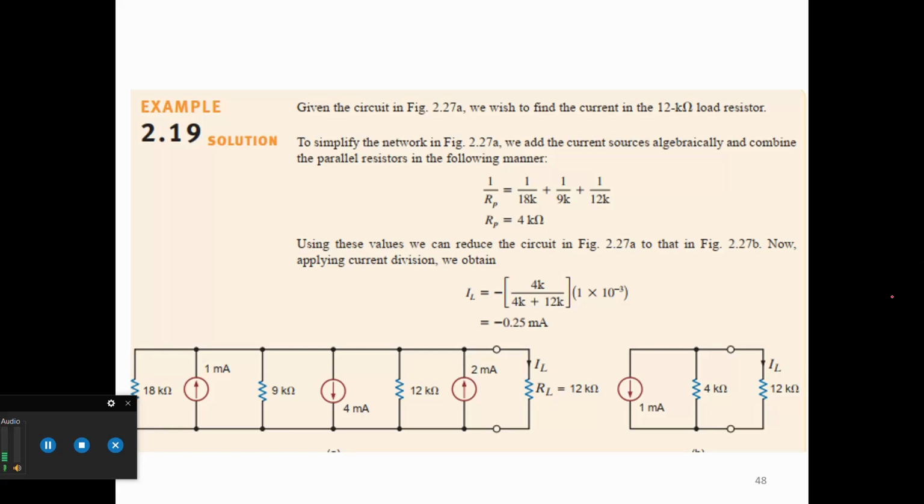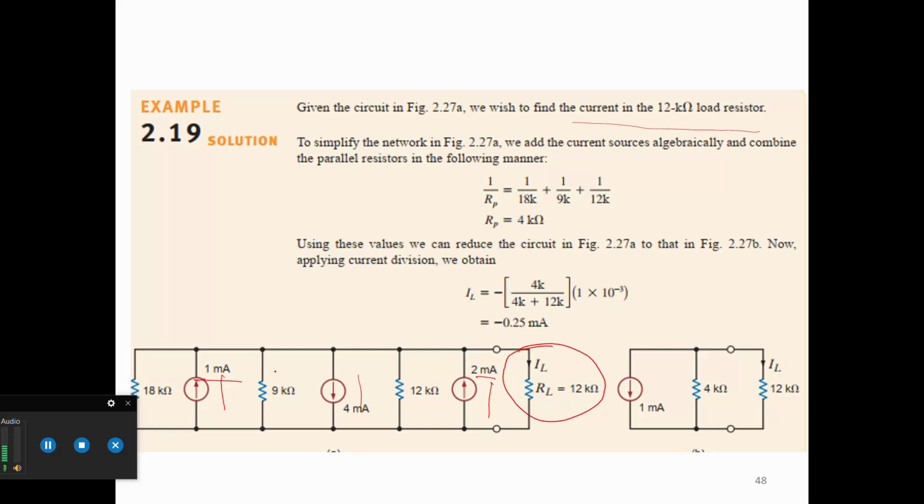This is a question in which we want to find out the value of current. We wish to find the current in the 12 kilo ohm load resistor. So this is our perspective, we are interested in this area. We want to find out how much current is going through here. So we can combine these current sources, taking them as vectors. We can add and subtract them. You can see 1 plus 2 are going in the upward direction and 4 is going in the downward direction. So as a result, 1 milliampere is going towards the downward direction.